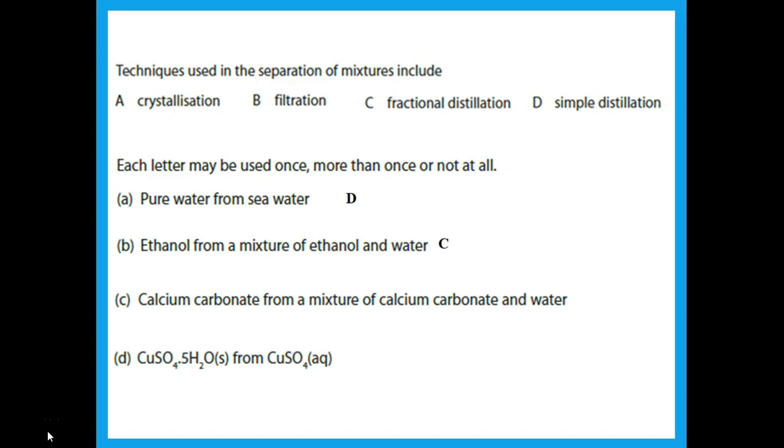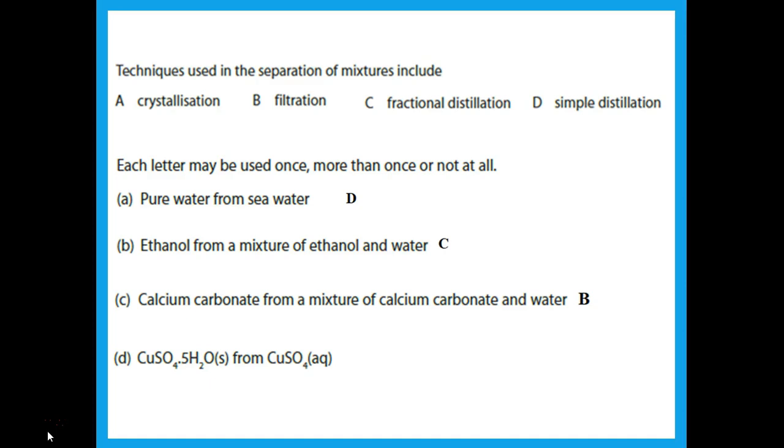Calcium carbonate from a mixture of calcium carbonate and water. You may not be aware of this, but almost all carbonates are not soluble in water. So if I say I have a mixture of calcium carbonate and water, that means I just have water with some solid floating in it, because the calcium carbonate doesn't dissolve. So how do I get the calcium carbonate from that? By filtration.